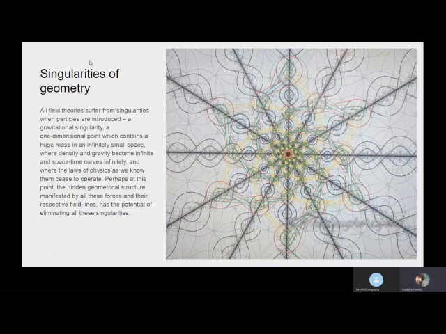Singularities of geometry. All field theories suffer from singularities when particles are introduced. A gravitational singularity, a one-dimensional point which contains a huge mass in an infinitely small space, where density and gravity become infinite and space-time curves infinitely, and where the laws of physics as we know them cease to operate. Perhaps at this point, the hidden geometrical structure manifested by all these forces and the respective field lines has the potential of eliminating all these singularities.